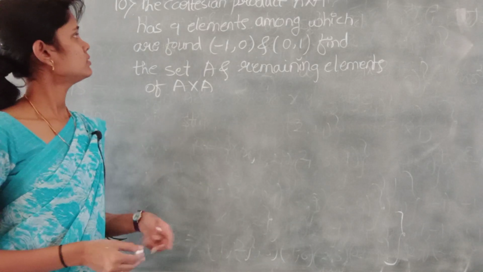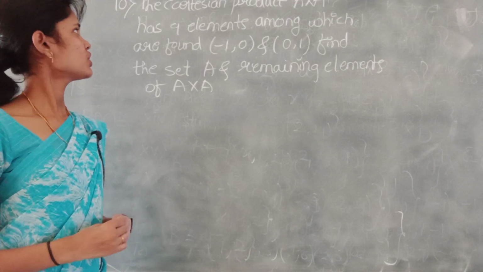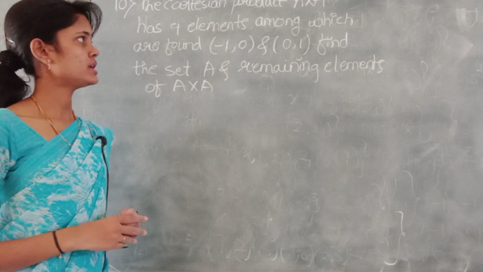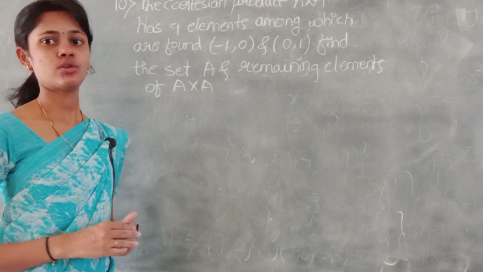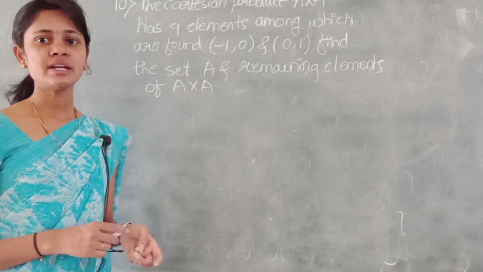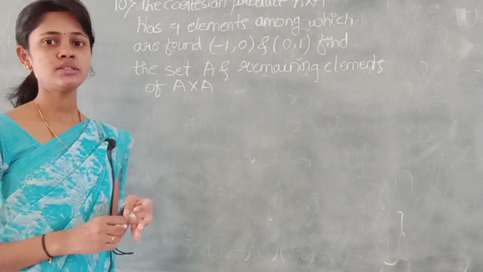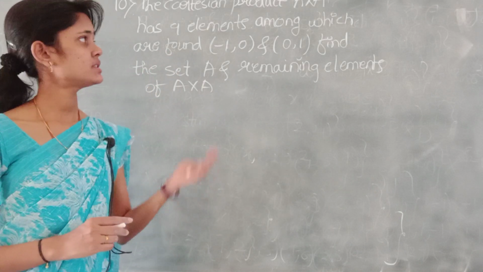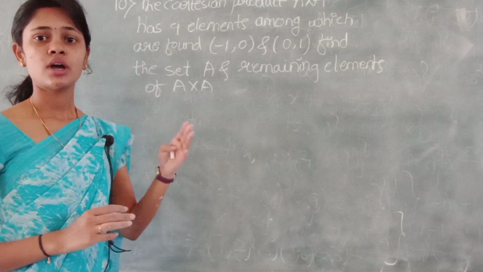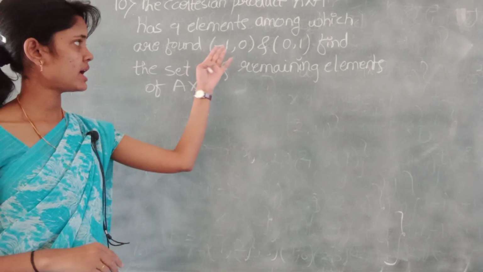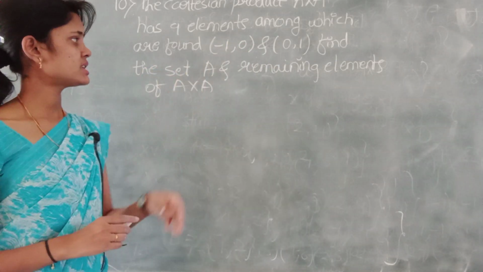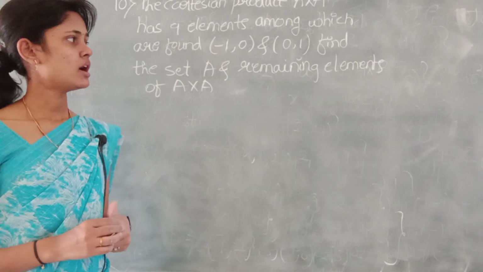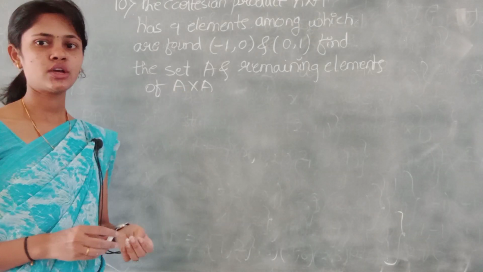Next example. The Cartesian product A cross A has 9 elements, among which are found (-1,0) and (0,1). So here the Cartesian product has 9 elements, and among the 9 elements are (-1,0) and (0,1). Find the set A and the remaining elements of A cross A.